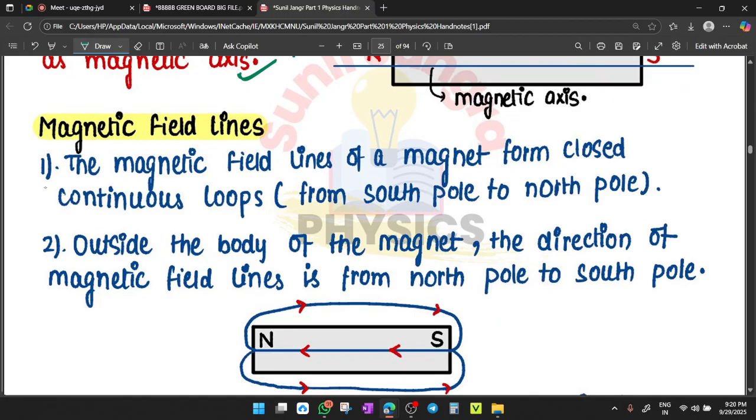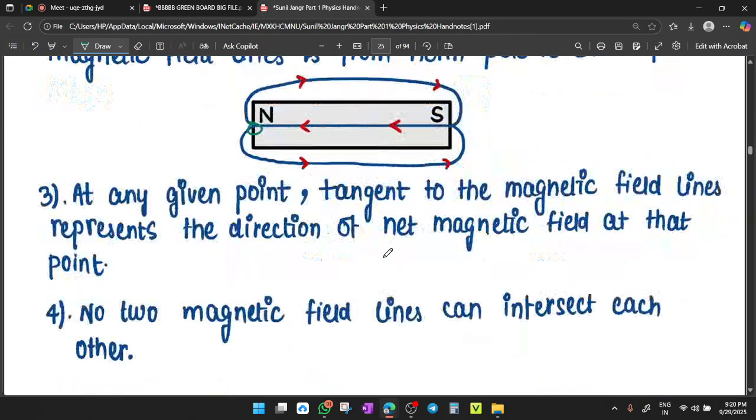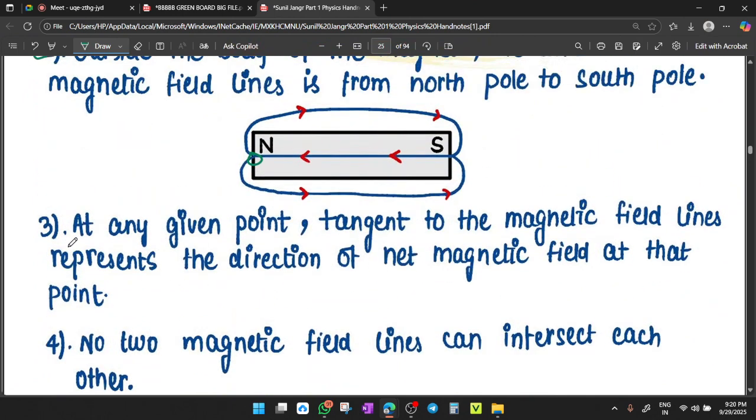Okay, so the magnetic field lines of a magnet are closed continuous curves from south pole to north pole. It is talking inside the magnet. Yeah, inside the magnet it is from south to north. But outside the body of the magnet, the direction of the magnetic lines of forces is from north pole to the south pole, means north to south. Clear?